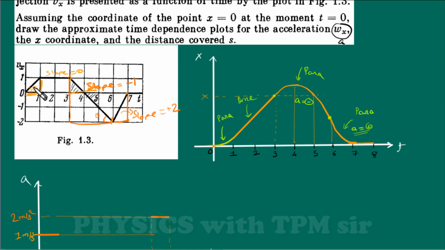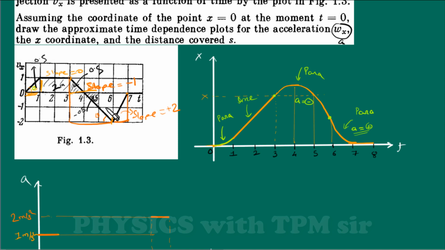It is 0.5. Here displacement is 0.5. Now from 1 to 3, displacement is 2 meter. Again this is 0.5. Now this is also minus 0.5, because the area is downward, velocity is negative, that's why displacement is negative.